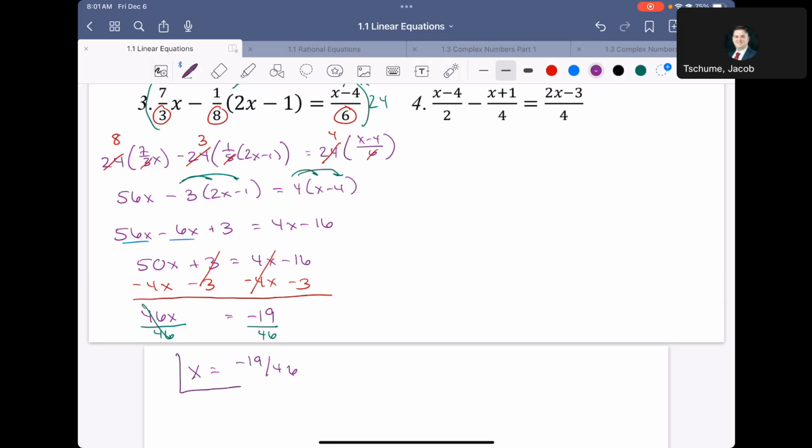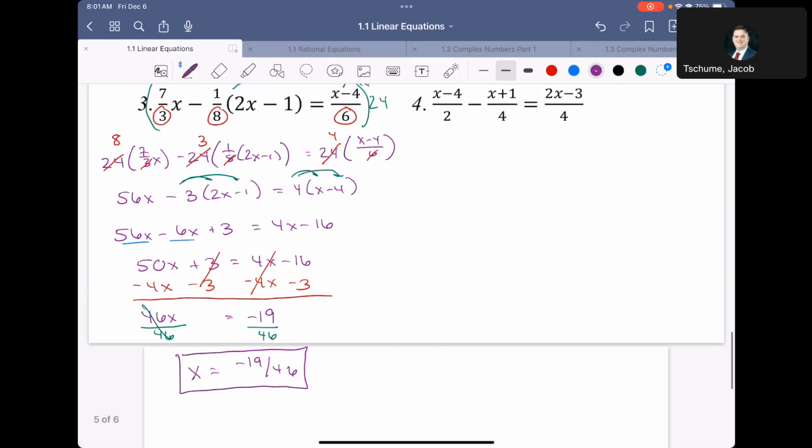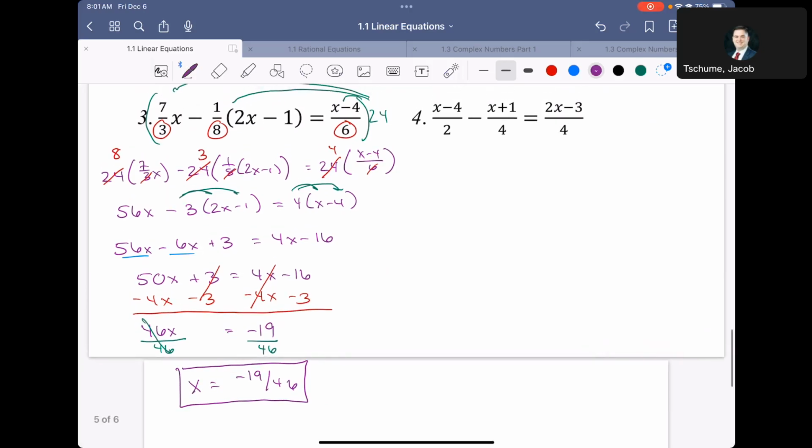Since neither one of those numbers share anything in common, that is where you can stop on number 3. Once again, not a pretty answer, but it is through the process of clearing fractions and simplifying that we found this desired result.